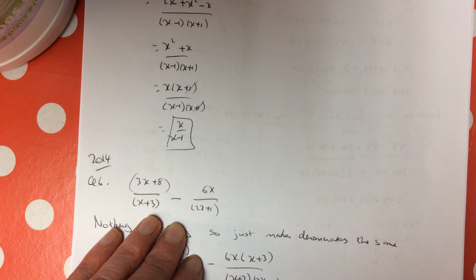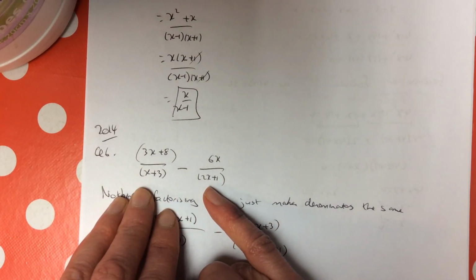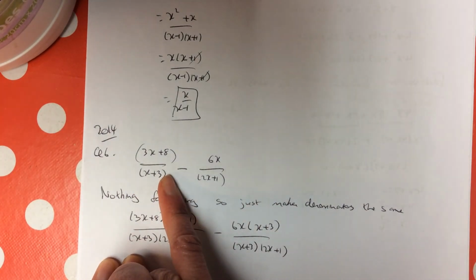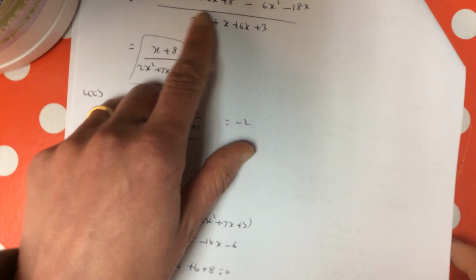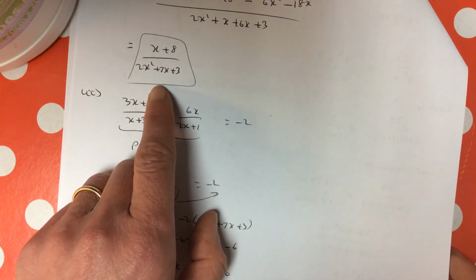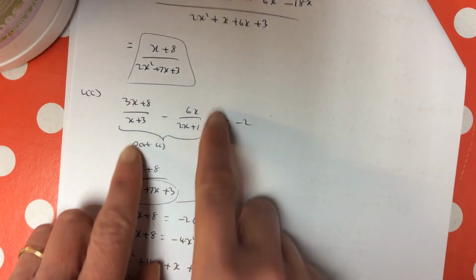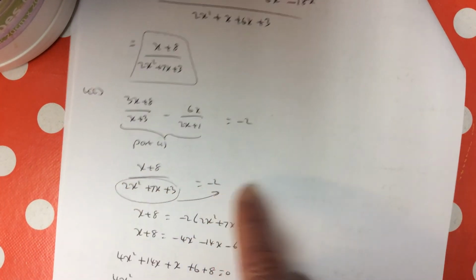And last question. Okay, nothing factorises there, so just make the denominators the same. This one needs an extra 2x, add 1, so pop it on top. This one needs an extra x plus 3, pop it on top. Once the bottoms are the same, times out the tops and tidy it up. Part 2 is hence. That's your part 1 answer, so pop it in there and equals minus 2.